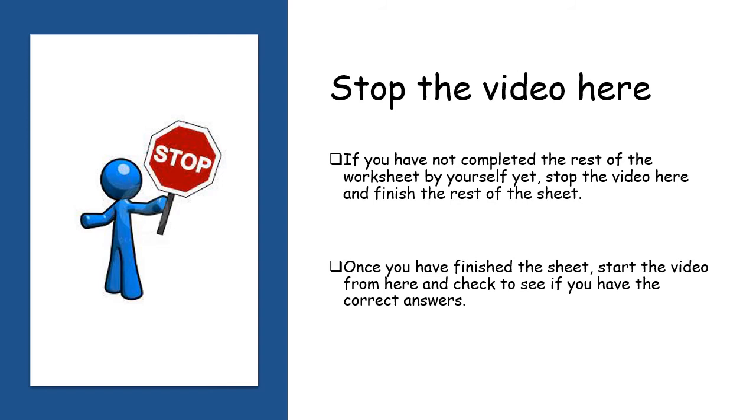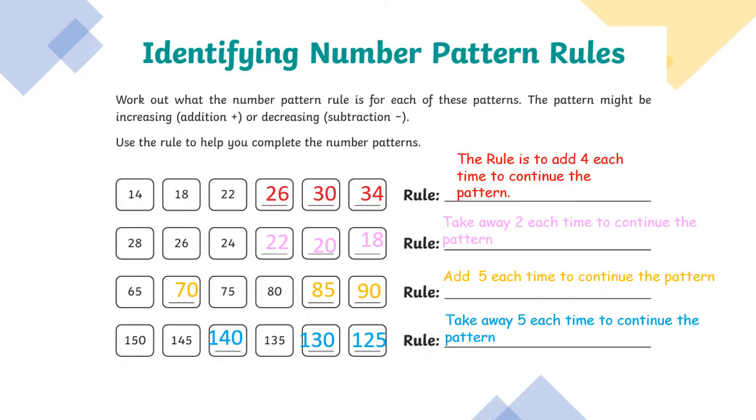Hi, welcome back. Let's continue on. So let's have a look at all of these. Well, the first two we already know because we've already done those. So let's look at the third one down. 65, 75, 80. I can see that I'm adding 5 each time. So you should have the number 70, the number 85, and the number 90, because we are adding 5 to continue the pattern. So our pattern goes 65, 70, 75, 80, 85, 90.